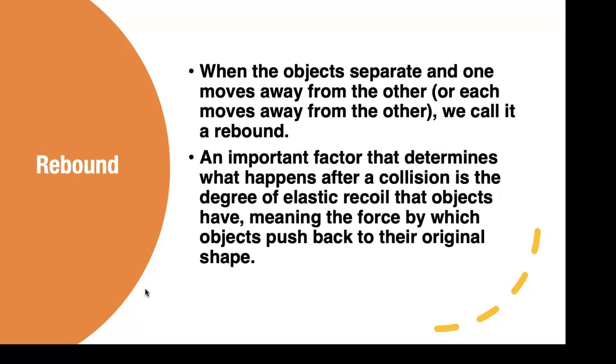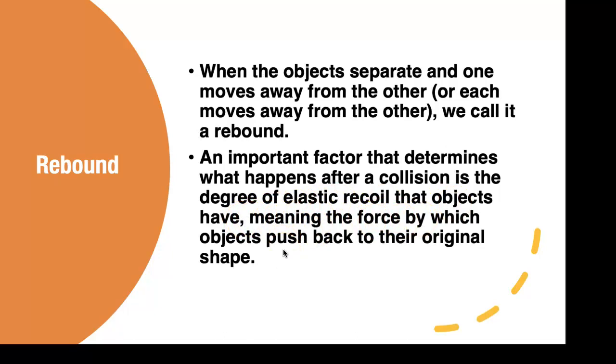So rebound is the other one, and this is not like when somebody misses a jump shot. When objects are separate from one another and one moves away from the other, we call it a rebound. This is an important factor that happens when there's a collision: the degree of elastic recoil that objects have, meaning the force with which that object can push back to its original shape.